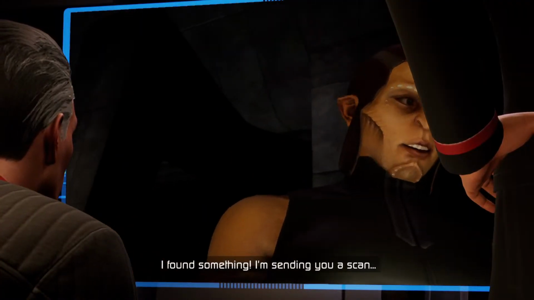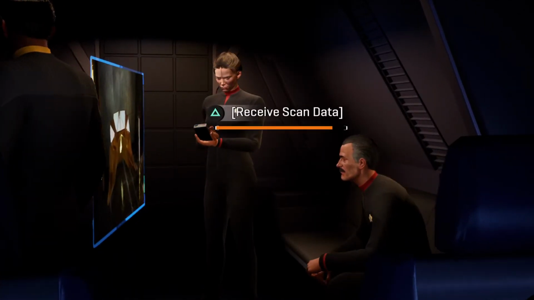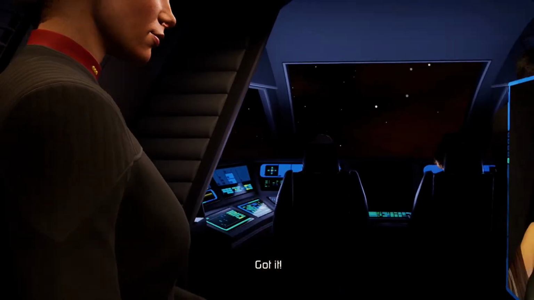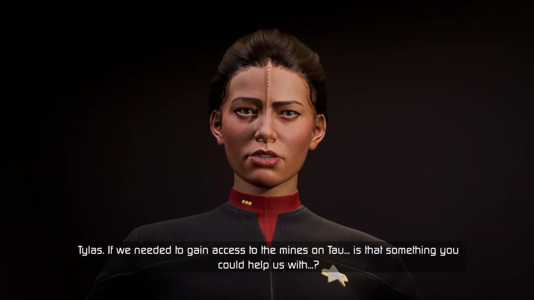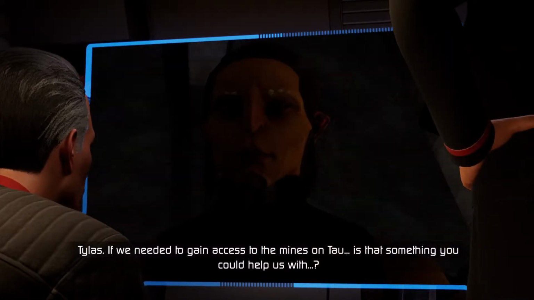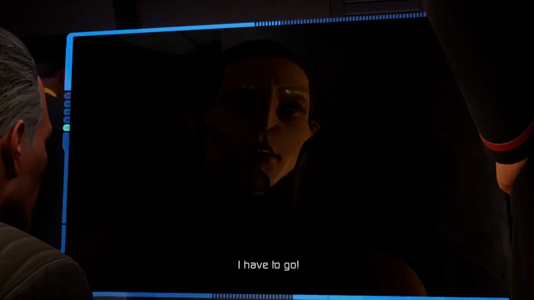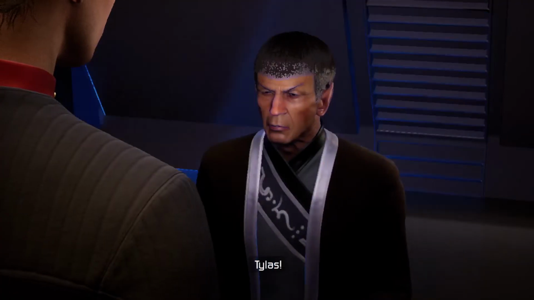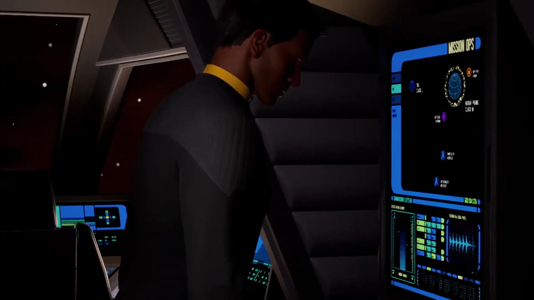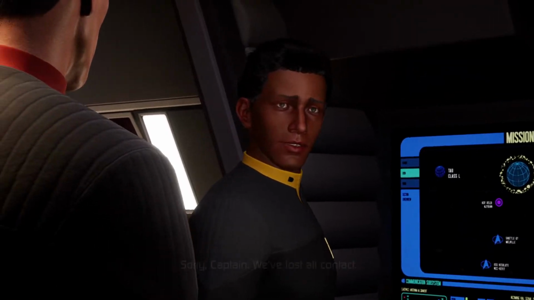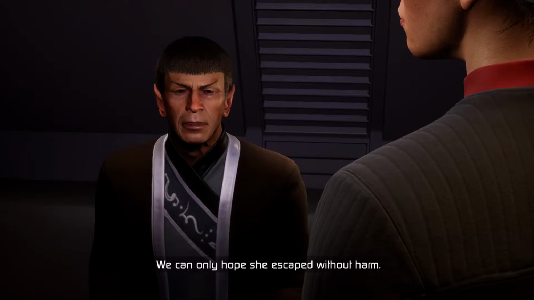I found something. I'm sending you a scan. Got it. Tylus, if we needed to gain access to the mines on Tau, is that something you could help us with? I suppose it wouldn't be easy, but I have to go. Tylus. Can we reconnect? Sorry, Captain. We've lost all contact. We can only hope she escaped without harm.